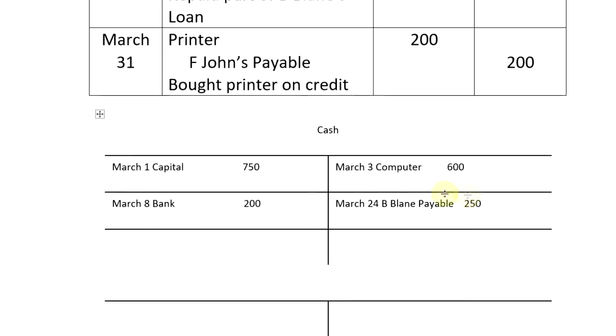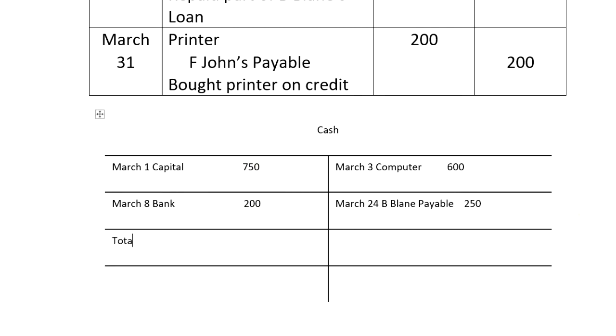Do we have any other transaction of cash? No. You should check this, so just in case you have missed any transaction, you should write it. Over here we know cash is done. We have posted all the entries of cash. Now you are going to add them. So total, debit side total is 950, credit side total is 850.